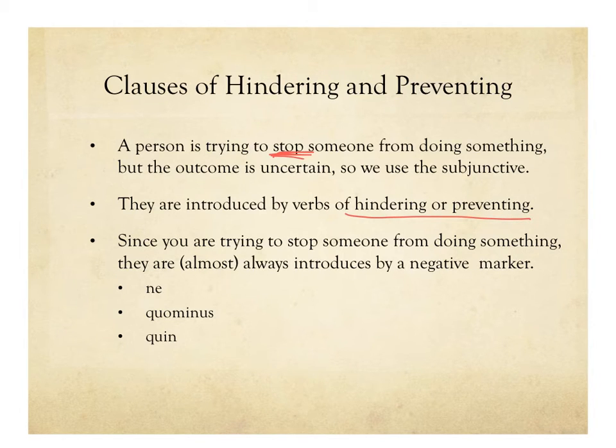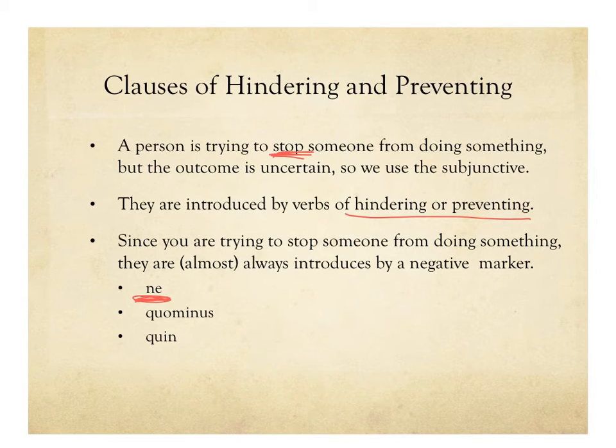Now, because you're always trying to stop someone, you almost always, and it's hard for me to think of an example, honestly, that isn't negative, but these are going to be introduced by negative markers, right? Because you're going to stop someone from doing something. You want to stop them lest they do something. And so you're likely to see not ut, but ne. And this is really regular, okay?